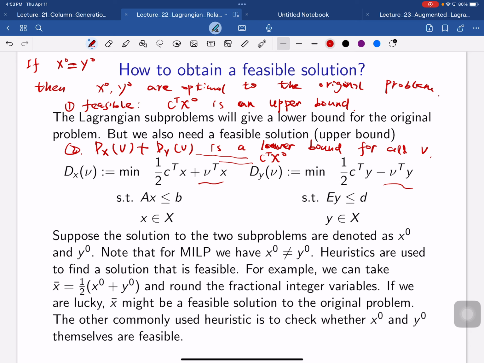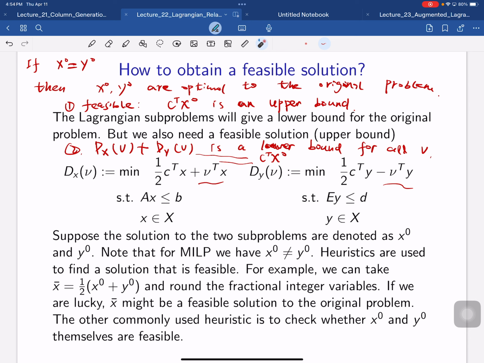Okay. So in that case, what we have here is that if x naught equals y naught, then we can certify the optimality. But this usually doesn't happen in practice, right? Because if that happens, you get zero duality gap. For mixed integer programming problems, usually you don't get zero duality gap. And in most cases, we don't have x naught equals y naught.